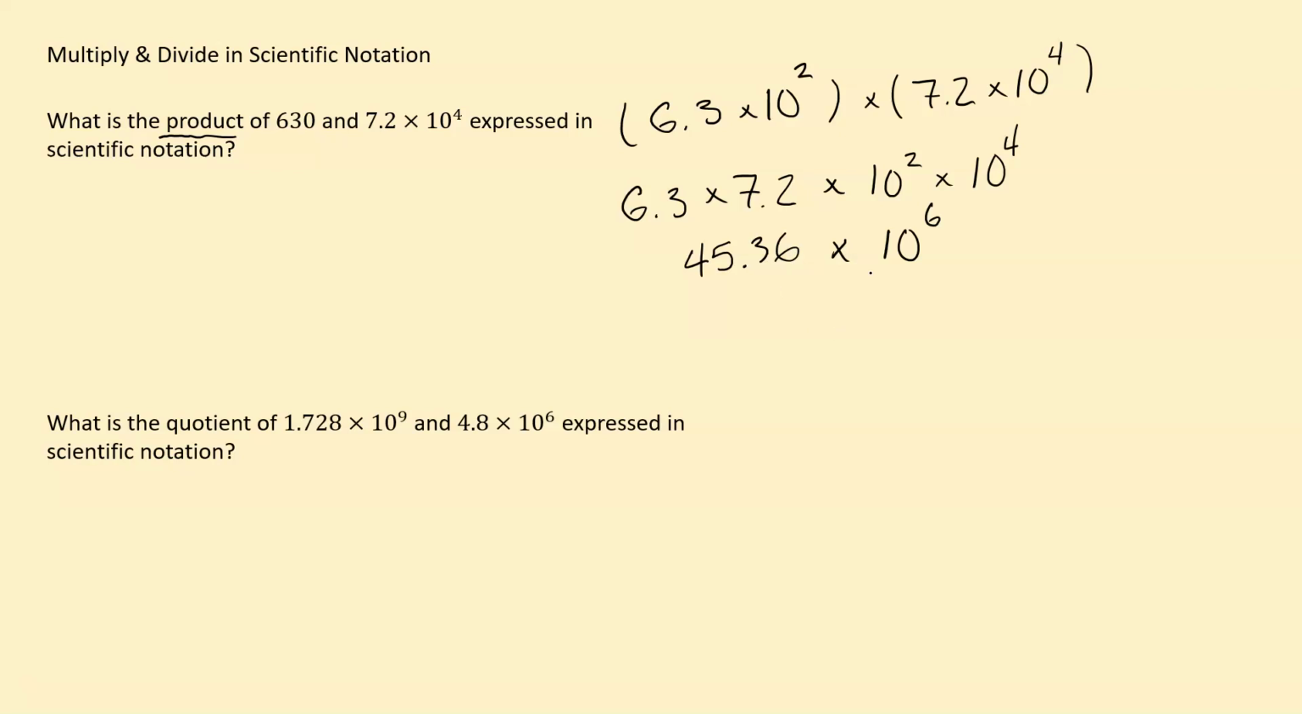45.36. Now notice this is not quite in scientific notation. We do have to have the decimal point over here, so we've got to move that. So that is 4.536 times 10. And since I moved that decimal place over to the left, I need to add another 10 here. So that is times 10 to the 7th.